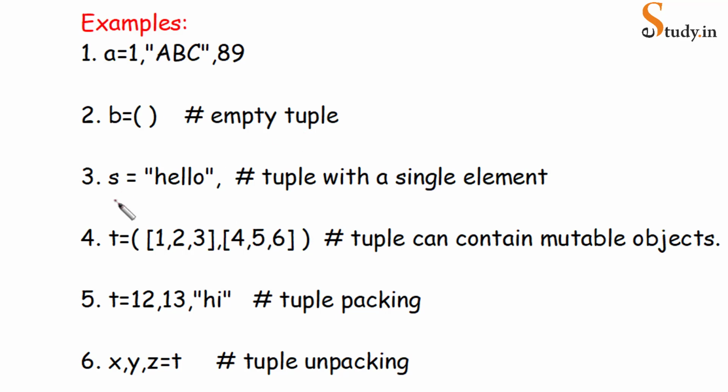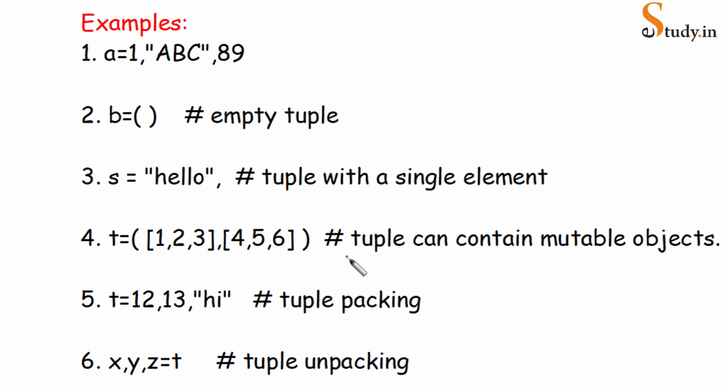And thirdly, when you're creating a tuple with a single element, please make sure that you do not just put the element in double quotes. It has to be followed by a comma. That means the element should be followed by a comma, otherwise it will just create a string. So if you skip this comma here, you are simply creating a string. So just remember that when you're creating a tuple with a single element, make sure that you follow the element by a comma here.